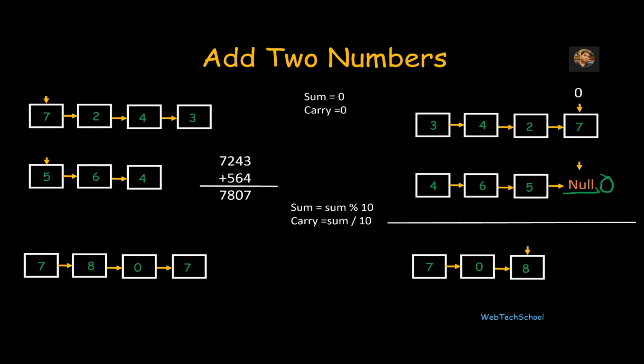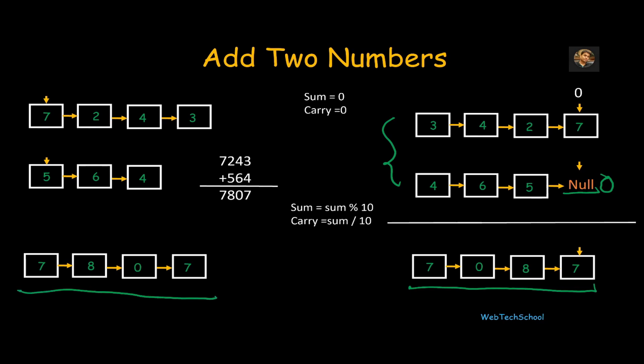Then the sum value will become 7. So let's add a node 7 at the end of the result list and update the reference. On the next iteration, both the lists will become null. So the result will be our final answer. But if you compare the sum value what we have got and the expected output, this is exactly the reverse of the calculated sum. So if we again reverse the value, we can get the output.